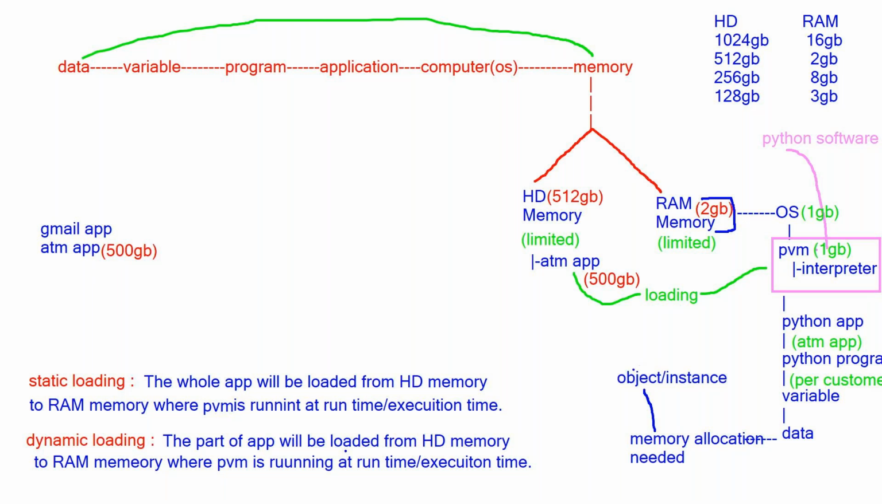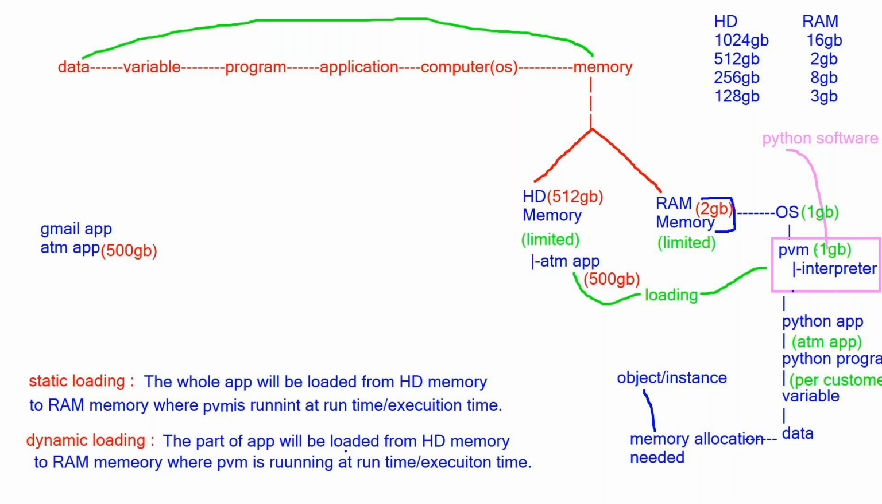So object or instance means a memory allocation for loaded data at runtime or execution by the Python virtual machine. At what time will this object or instance be created? Only whenever you request the Python virtual machine to execute a Python program. For example, if for up to 1 year you don't access your ATM details, then your data will never be pulled from hard disk to RAM where the Python virtual machine is running. If you want to process, now it will be loaded.